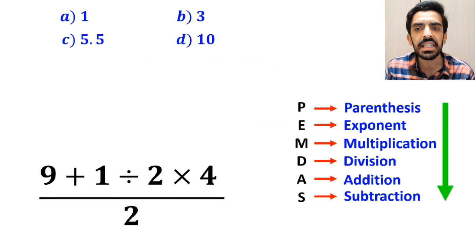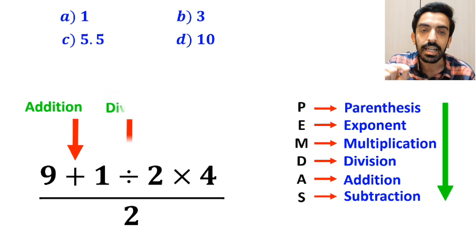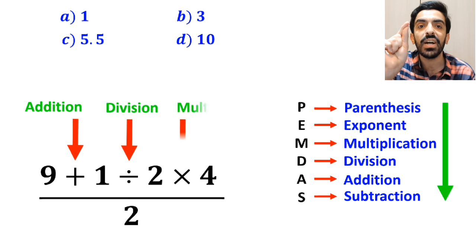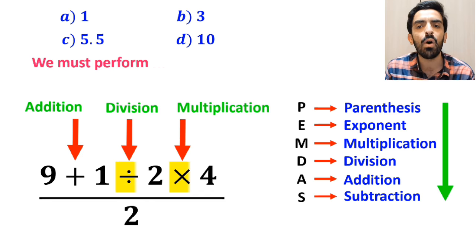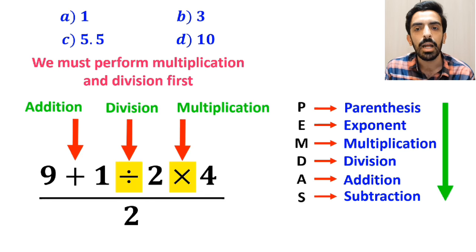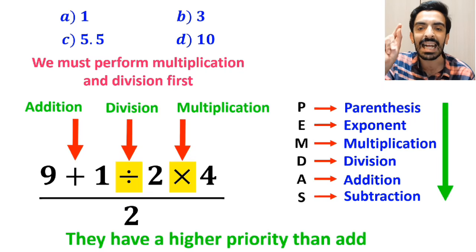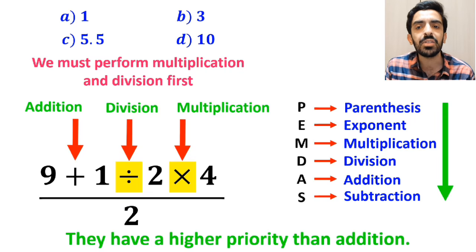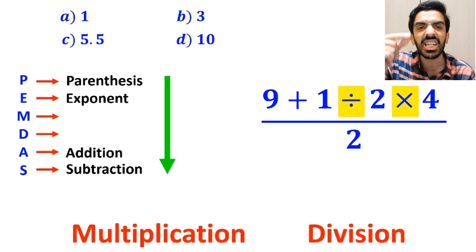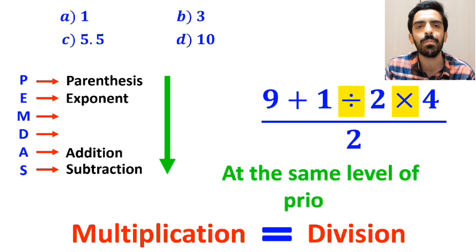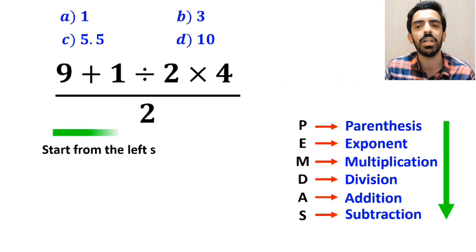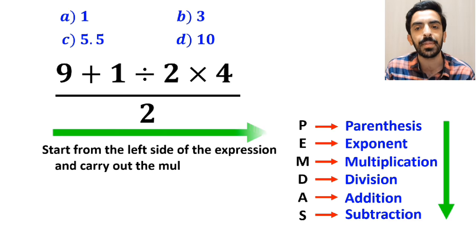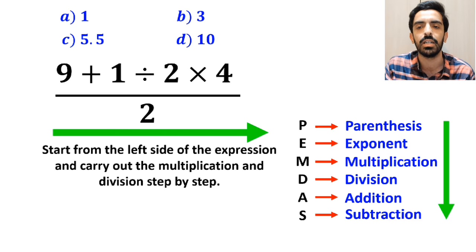Alright, as you can see in the image, in the numerator of this fraction, we have an addition sign, then a division sign, and finally a multiplication. According to the PEMDAS rule, we must perform multiplication and division first, because they have a higher priority than addition. However, it's very important to remember that multiplication and division are at the same level of priority. In this case, the best thing to do is to start from the left side of the expression and carry out the multiplication and division step by step.